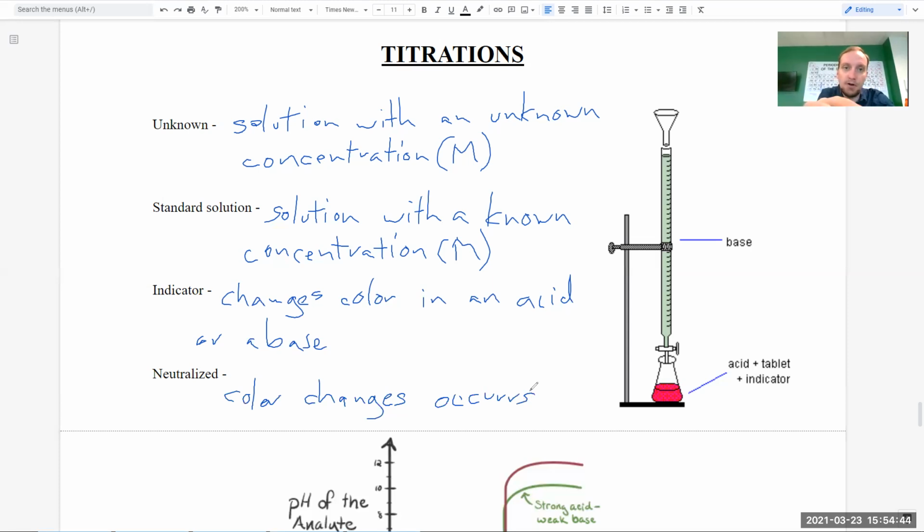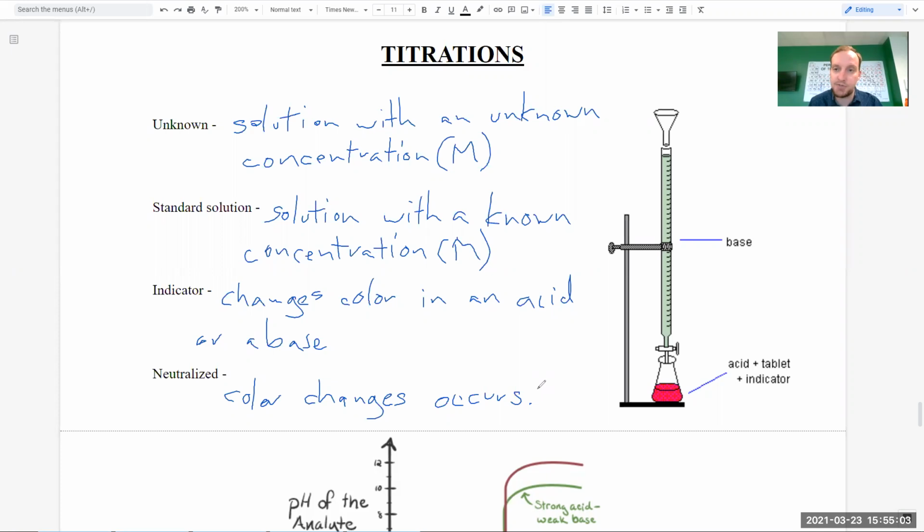Occurs. It's only one R, isn't it? Sorry, I was thinking occurring or occurred, which is 2 R's. Apologize for that. Sorry, I'm getting confused. Let me just go ahead and put an S back. I don't know, I'm thinking and I'm messing up. Okay, so when the color change occurs, that's when we are neutralized.